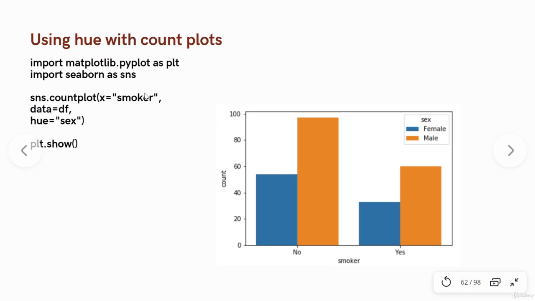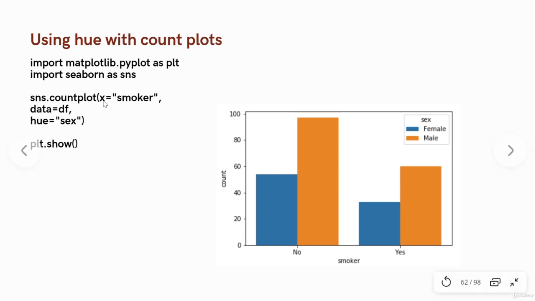Then you can use hue with count plots as well. So again, instead of scatter plot, you will use the count plot. Now in a count plot, you don't need two variables. You need only one variable which you want to count. So whatever variable you want to count, you can pass it as x. Normally it's a categorical variable. Bar plots are something more specific to categorical variables, which we have discussed earlier as well.